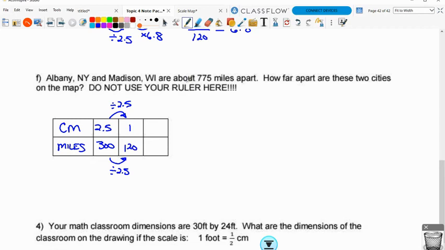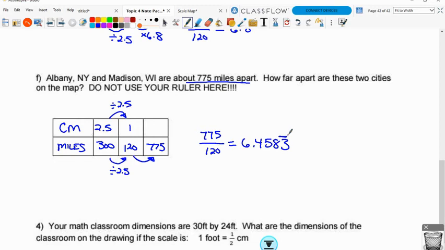Albany and Madison are 775 miles apart. So I'm going to put my 775 right there. All right. And I have to figure out how to go from 120 miles to 775 miles. And I'm going to do that by doing 775 divided by 120. Now, when you punch this into your calculator, you're going to get 6.4583, but the 3 repeats. So I'm going to put a bar over that 3.